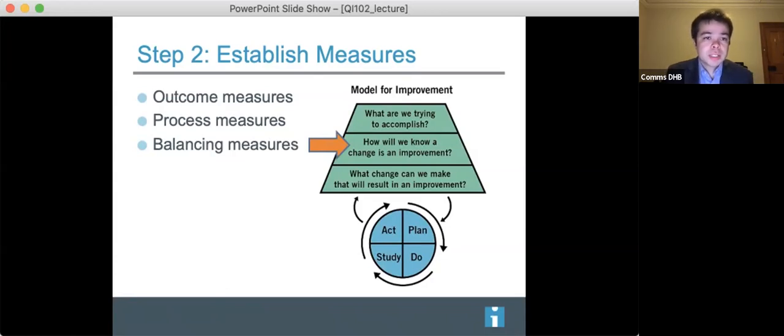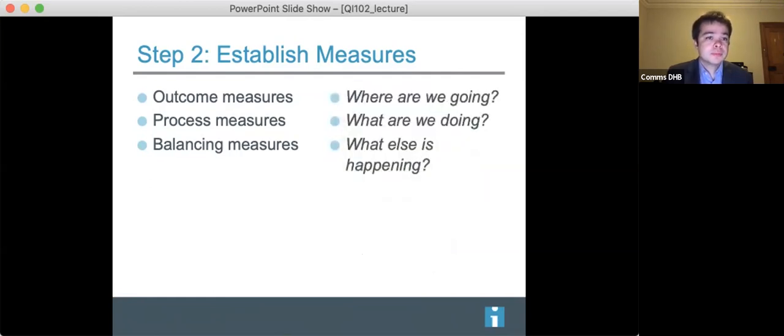And then balancing measures are things you want to measure that might actually go off as a result of your change. A common one is patient satisfaction. You might change a process to make it faster and more efficient, but in the process of doing that, you actually lose the human touch, and that might show up in some sort of patient satisfaction scores or qualitative analysis, for example. So you can summarize this as: where are we going, what are we doing, and what else is happening.